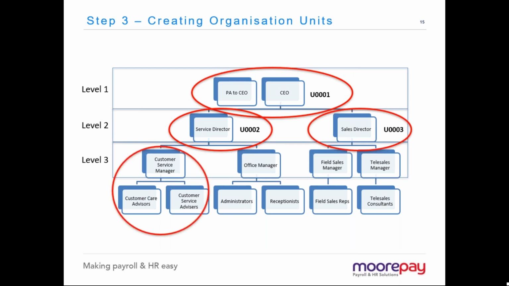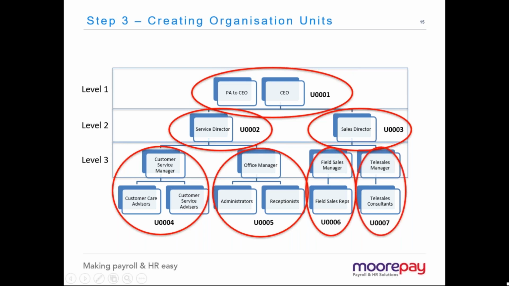U0003. Now within level 3, the customer service manager has 2 sets of employees below them. Therefore, U0004 has to encompass the service manager and the advisors. The same goes for U0005, 6, and 7.